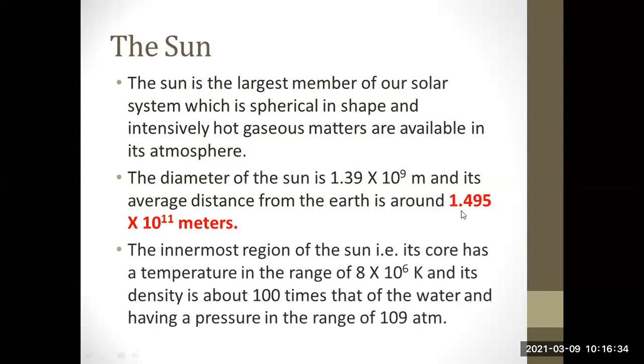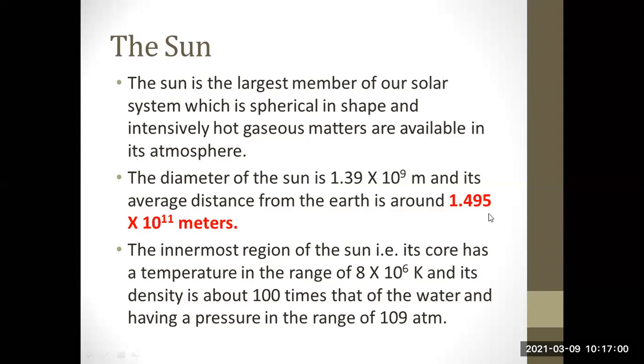The innermost region of the sun, which is the core, has a very huge temperature in the range of 8 into 10 to the power 6 Kelvin. And the density is around 100 times that of water, with a very high pressure, around 109 atmosphere. So this is about the basic facts related to the sun.